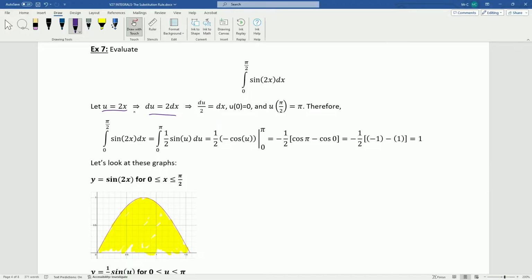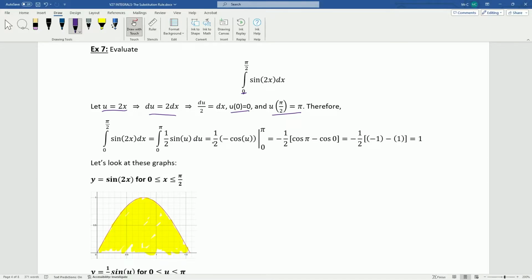And now we're evaluating u at my original bounds. So I plug in 0 into u. 2 times 0 is 0. And then I'm evaluating u at pi over 2. So I plug in pi over 2. 2 times pi over 2 is just pi. Therefore, the integral from 0 to pi over 2 of sine of 2x dx is now going to be the integral from 0 to pi. Those are my new bounds for the new variable. And I've replaced 2x inside sine with u. And dx gets replaced with du divided by 2.